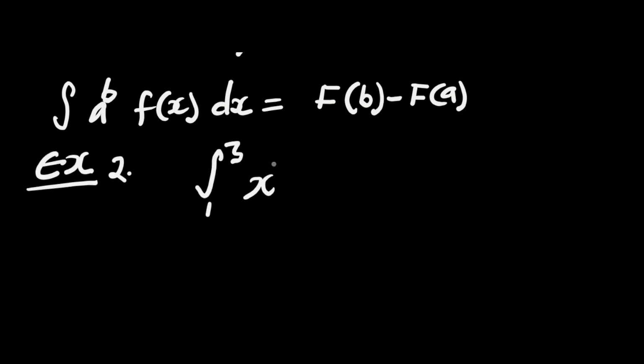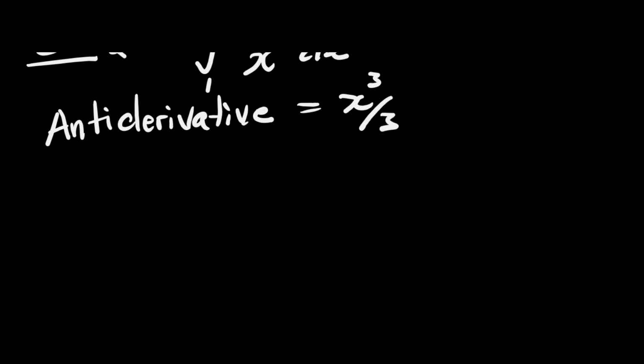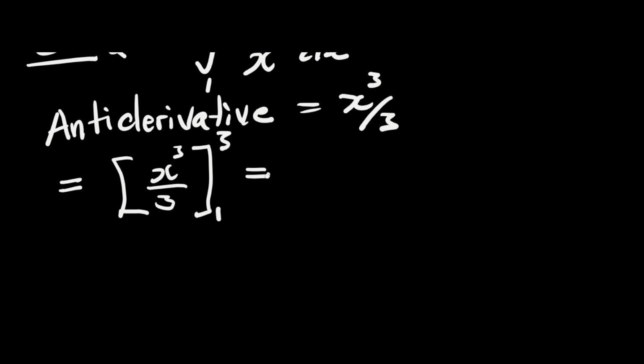The integral from 1 to 3 of x squared dx. To solve this one, the first step, we have to look for the antiderivative. First step, find the antiderivative. The antiderivative of x squared is equal to x cubed upon 3. Now we have to apply our limits. Our lower limit is 1, the upper limit is 3. x cubed upon 3, from 1 to 3.